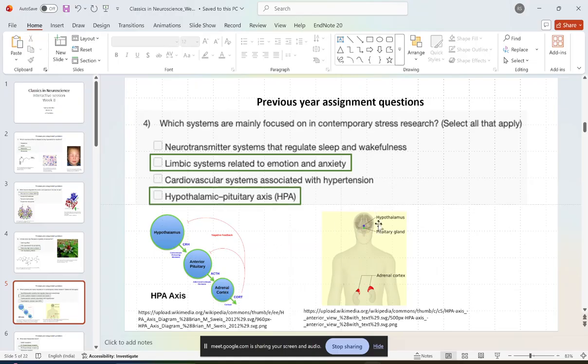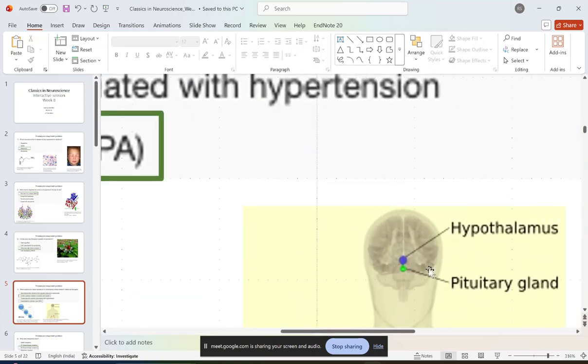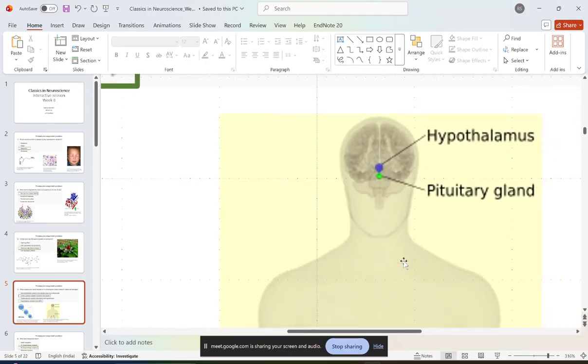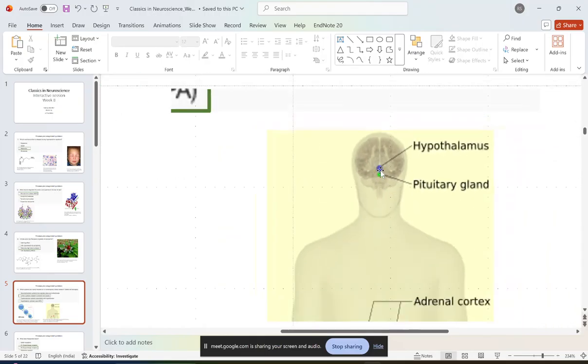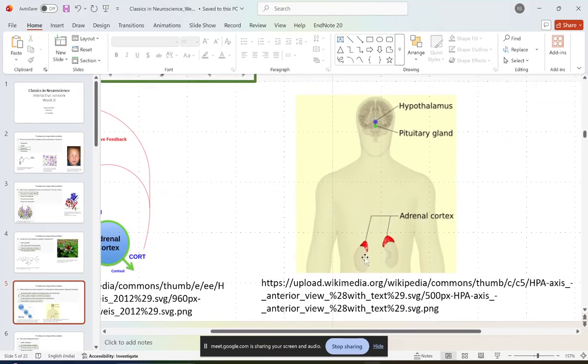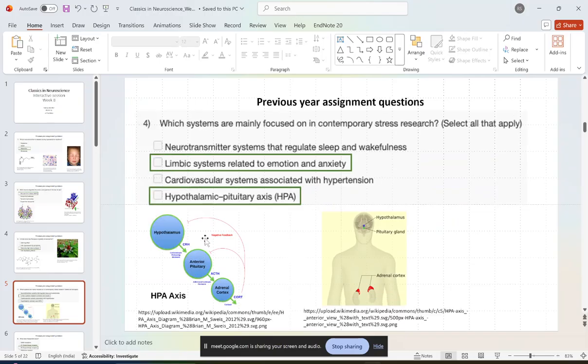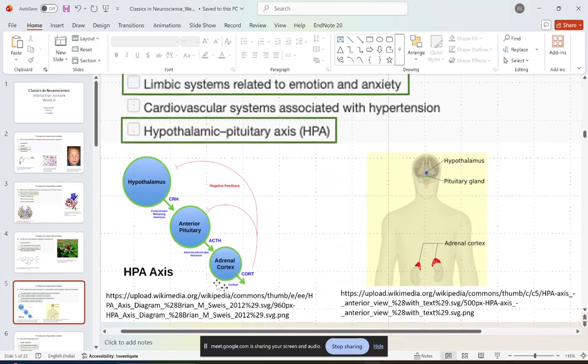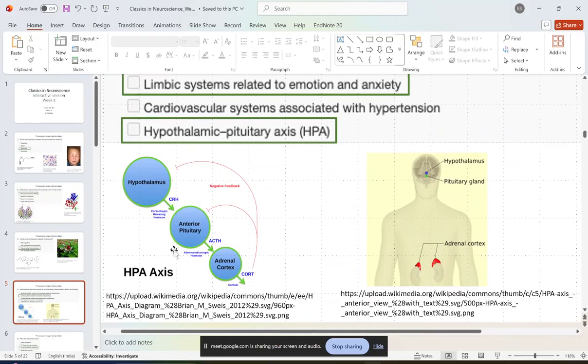The hypothalamus is this small part of the brain that is located over here, near the thalamus. Then there is the pituitary, and like we discussed, they all have vascular connections between them. And the adrenal cortex is located right above the two kidneys. And there is a negative feedback that exists. So there's a feedback loop over here.